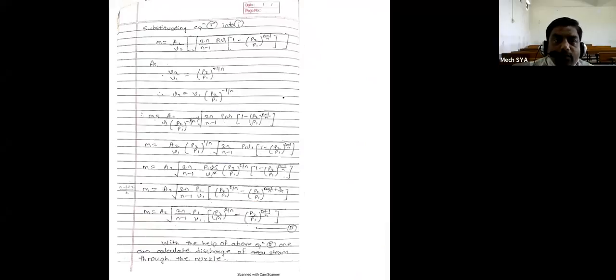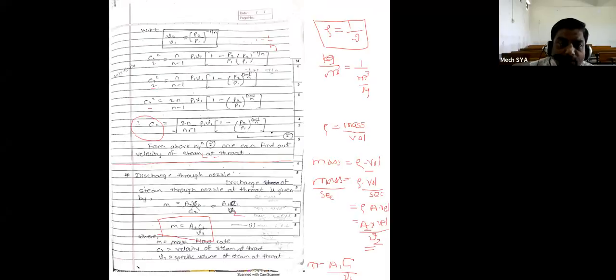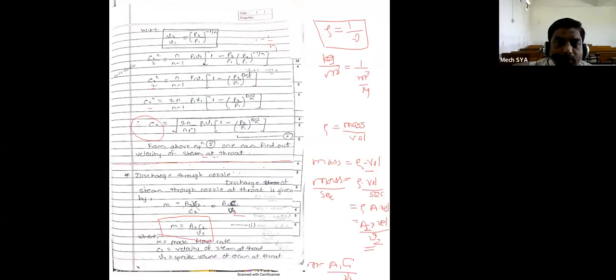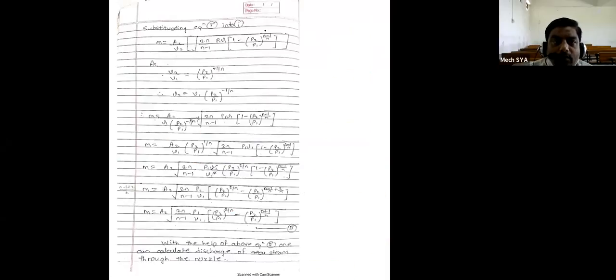Now in this equation, substitute the value of C2. What is the value of C2? Square root of 2n upon n minus 1 into P1 V1 into bracket 1 minus P2 upon P1 raised to n minus 1 upon n. So this value we have to put in the mass flow equation. Therefore M = A2 upon V2 into C2, where A2 is the area at the throat. All that equation for C2, 2n upon n minus 1 P1 V1 and so on, we have to put in. So this entire expression will be C2.